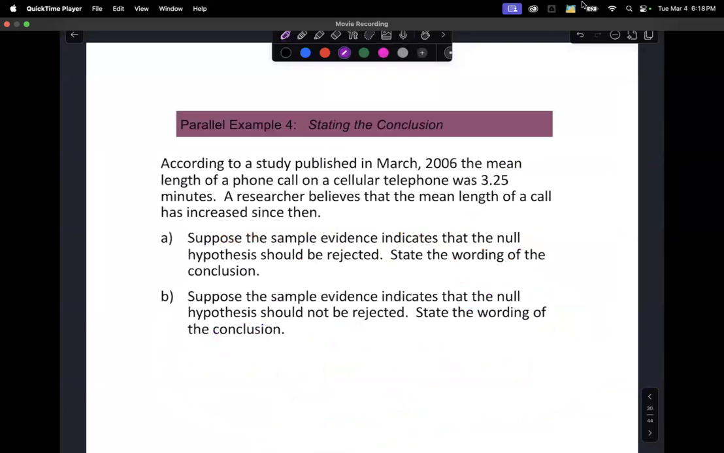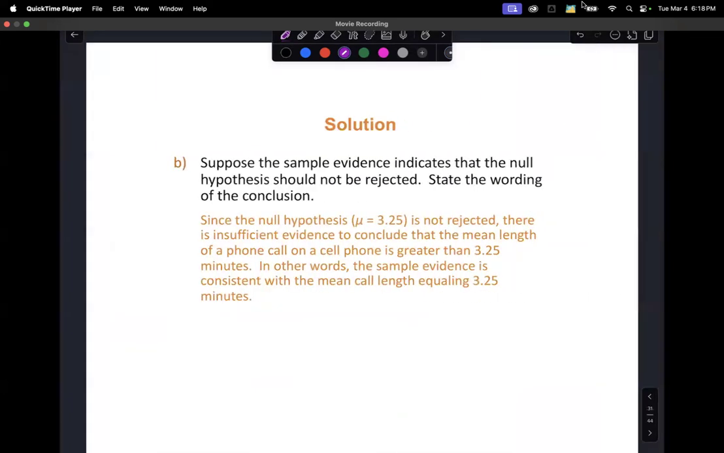Okay, so now the sample evidence indicates that the null hypothesis should not be rejected. So now we're going to state that conclusion. Here's what they say. Since the null hypothesis is not rejected, there is insufficient evidence to conclude that the mean length of a phone call on a cell phone is greater than 3.25 minutes. In other words, the sample evidence is consistent with the mean length of call equaling 3.25 minutes.